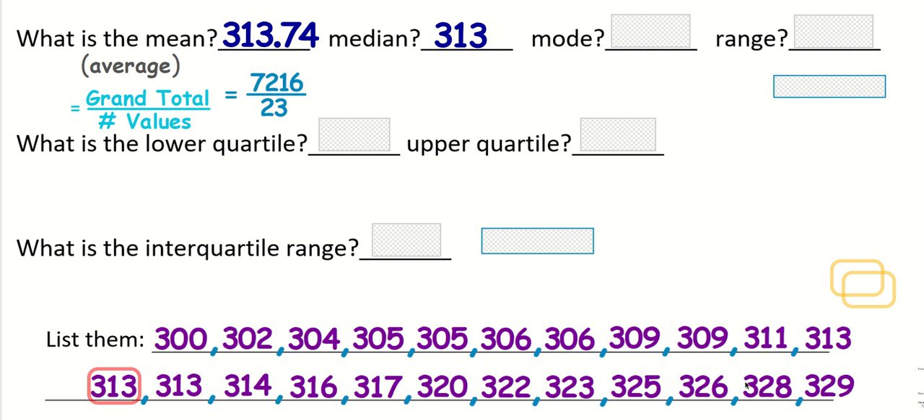But here, what do you think the mode is? 313, because we have 1, 2, 3 of those. And no other number occurs 3 or more times, so the mode, the number that occurs the most, is 313. Again, feel free to write down little notes like that, most or the middle number, whatever.